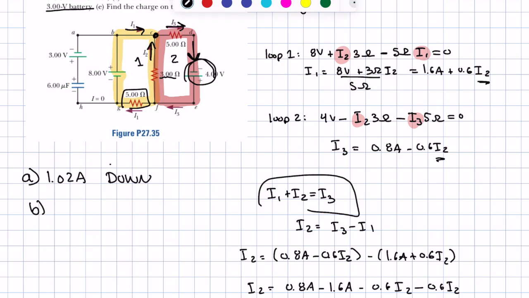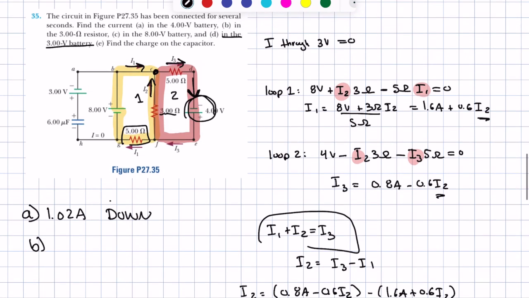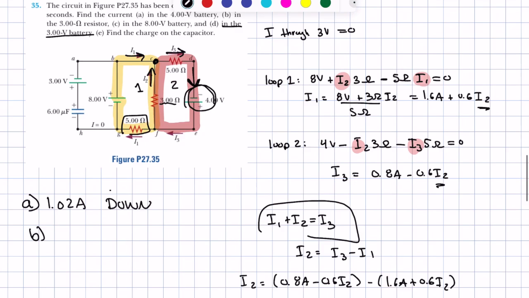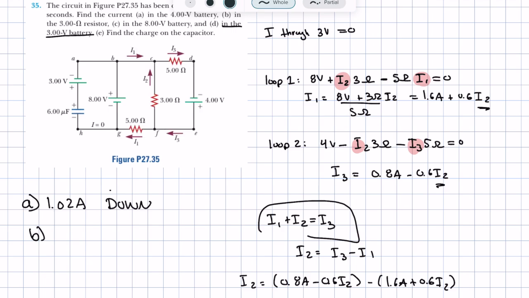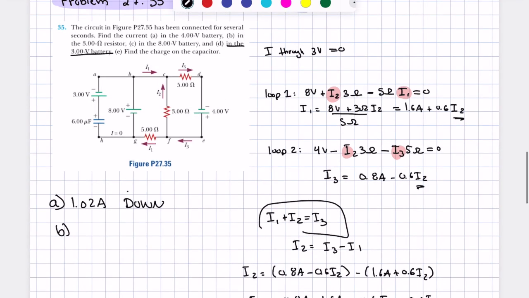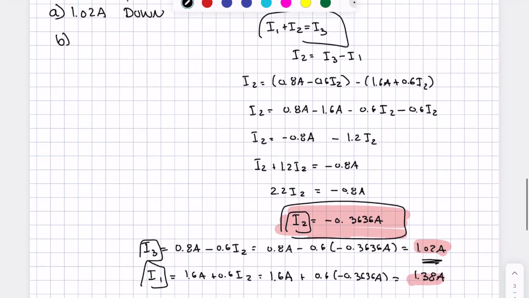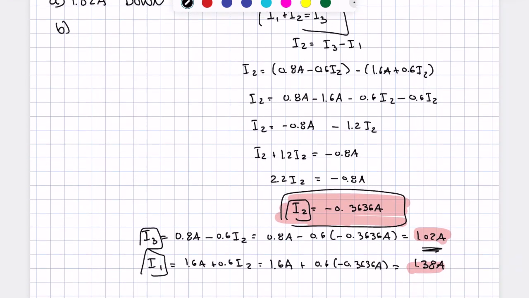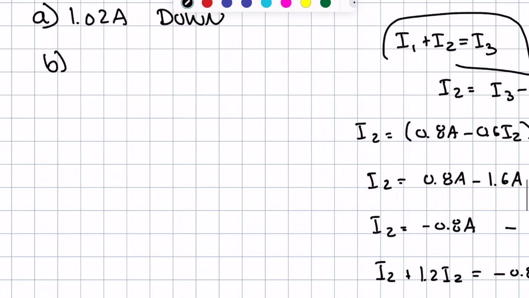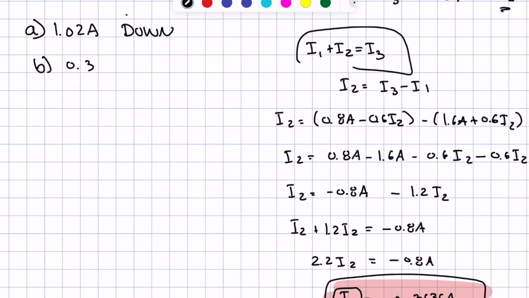Now B is, what is the current in the 3 ohm resistor? Where's the 3 ohm resistor? It's right here. When we drew it, we thought it was going up like this. We thought I2 was going up. And then we look at our number and we say, well, we were wrong. It's actually going down. So the answer is 0.3636 amps, and it is going down.